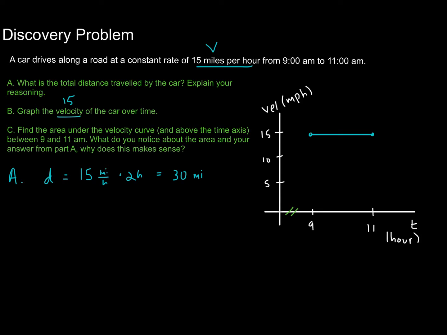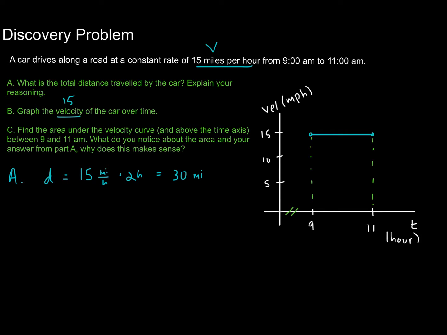Now that I have that, I can find the area under the velocity curve. This is the velocity curve, even though it's a straight line, and above the time axis. So I think about this area below the curve and above the axis that measures time between 9 and 11 a.m. And what do we notice about the area and its relation to the answer we found in part A, and why should this make sense? So let's first go ahead and find the area.